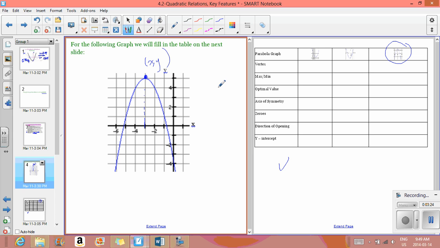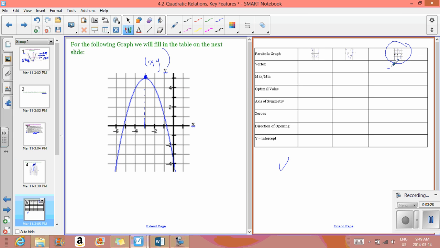And here is 5. So our vertex is -3, 5. Is it a maximum or minimum? If it comes to a high spot, it is again a maximum. If it comes to a low spot, it is a minimum. So this opens down, it is a maximum. The optimum value, or the max or min value, is the y part of your vertex. So this value would be 5.